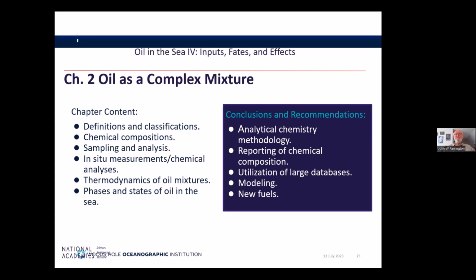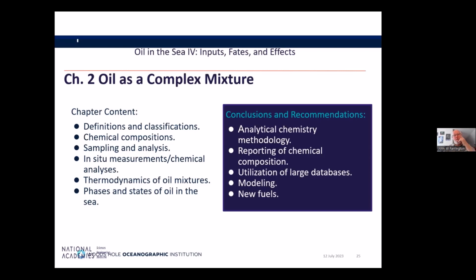So conclusions and recommendations talk about the summations in analytical chemistry methodology, the challenges that this has brought forward in reporting of chemical compositions, which is resulting in large databases, and the challenges of curating and accessing or entering, curating and accessing large databases, making them generally available, and how this influences modeling, which will come up in later chapters in response and in fates.